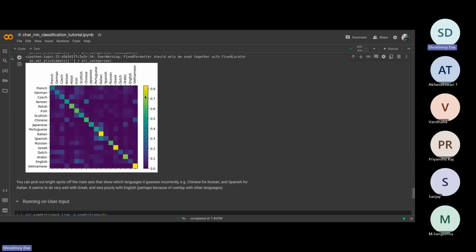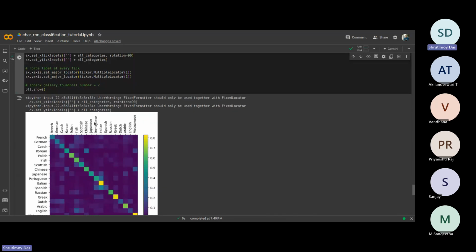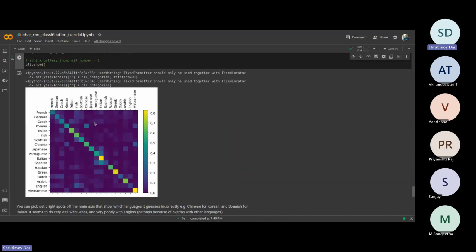If you see, this 0.8 means these Vietnamese names are correctly classified 80% of the times. French is almost green, which means French is correctly classified around 60% of the times. So this is a confusion matrix, and it says what the quality of your network is. For each class, it says what the precision is: how much you are predicting correctly, how much you are getting wrong, and so on.